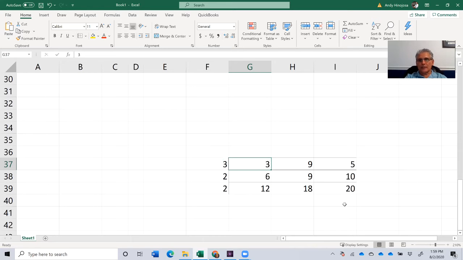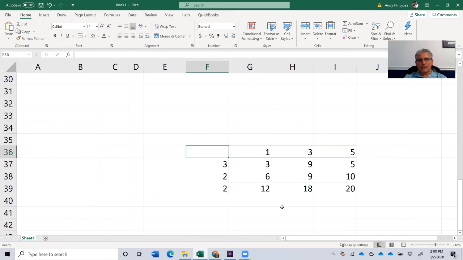Does 3 go into 3 evenly? The answer is yes, it does. It's 1. Does 3 go into 9? Yes, it does. How many times? 3 times. Does 3 go into 5? Nope. So we're going to carry up the 5.